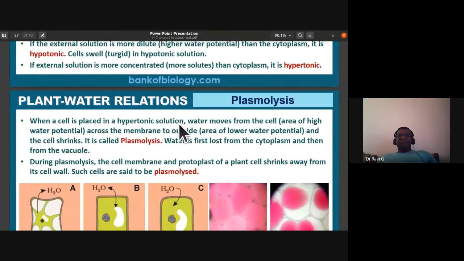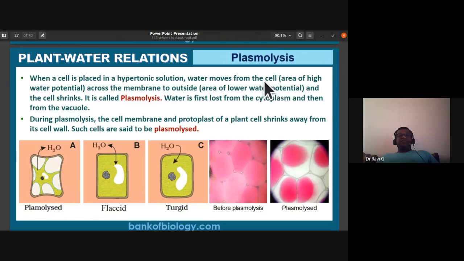When a cell is placed in a hypertonic solution, water moves from the cell, that is the area of higher water potential, to the area of lower water potential, that is the hypertonic solution. Water moves from the cell across the membrane to outside. As a result, the cell shrinks. It is called plasmolysis. Water is first lost from the cytoplasm and then from the vacuole. So that is step by step loss of water.